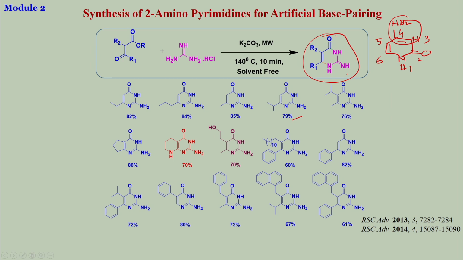So, this is known as 2-amino pyrimidine, or they are also called isocytosine, just the opposite of cytosine, or the isomer of cytosine. Isocytosine is a very important class of molecules. Some of them show pretty good activities as pharmaceutical agents.